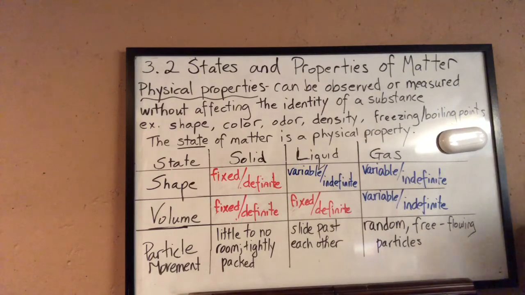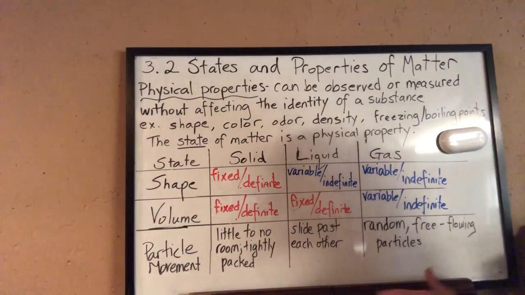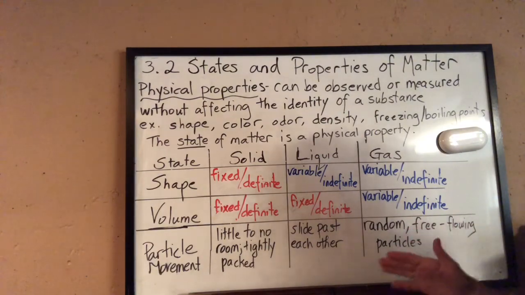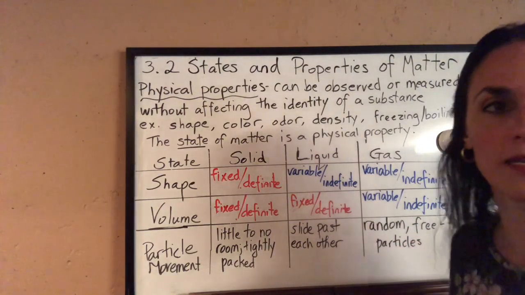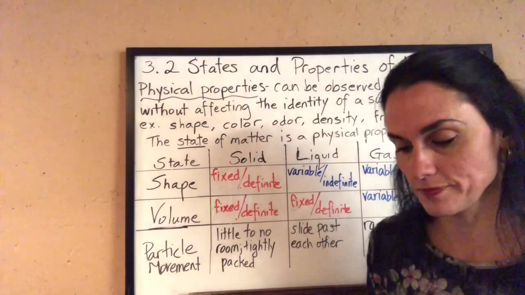Then we get to the gaseous phase of matter. The shape of a gas is variable or indefinite, as is the volume, because the gas particles are random, free-flowing particles. Later on in chapter 11, we're going to talk a lot more about gases in detail, but you can change the shape of a gas.